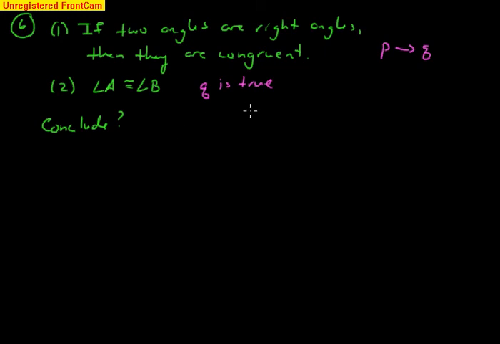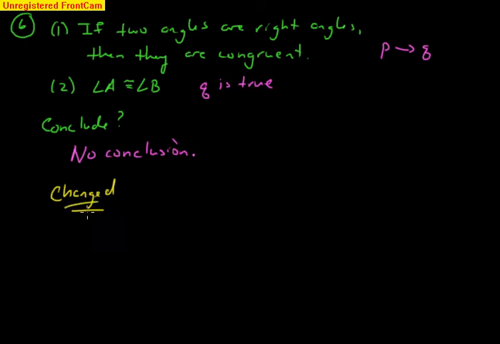So the question is, can we conclude something about these statements? And again, remember in class, we talked about how this arrow is going. If I know P, then I can conclude Q. But I don't know P. I'm given Q, and I'm supposed to try to conclude something about P. It's not going to work. So you cannot make any conclusions. No conclusions.